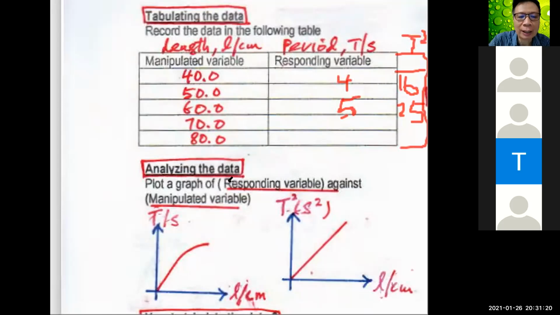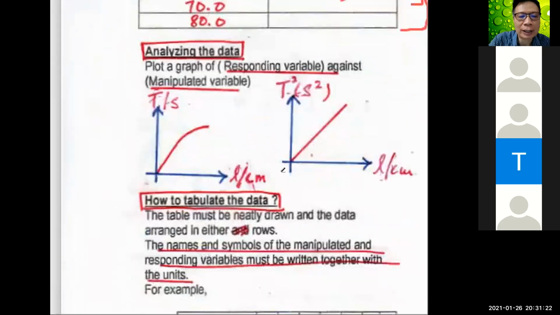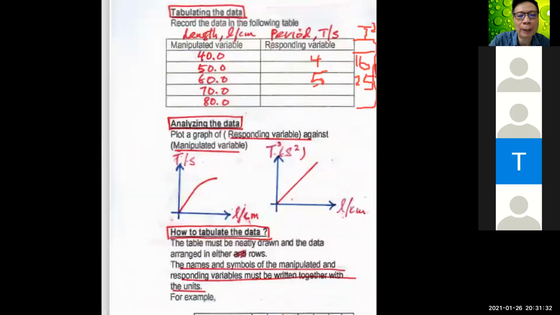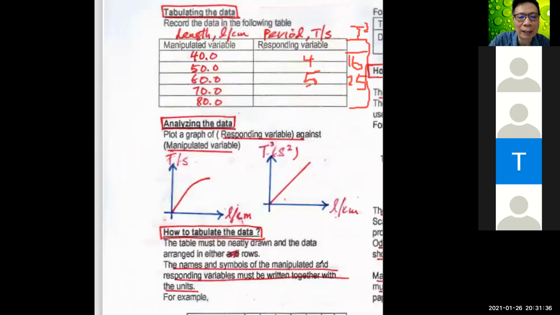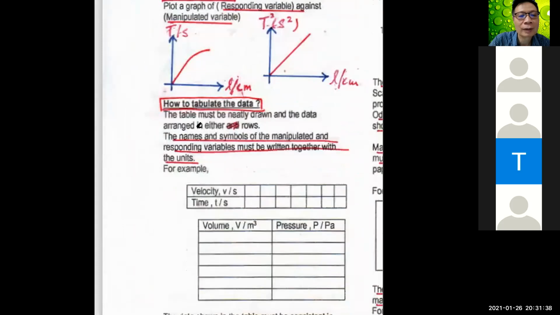So, analyzing data. Okay, the last one in your report. What you need to learn is how to tabulate your data. As I said just now, cannot simply draw a table. It's not just making any table and putting numbers in. No, it has its rules. You see, how to tabulate data? The table must be neat and data arranged in either rows or columns. The names and the symbols of manipulated and responding variables must be written.